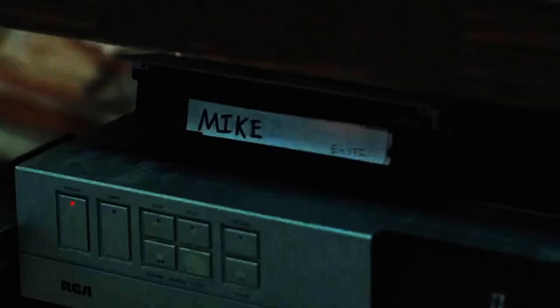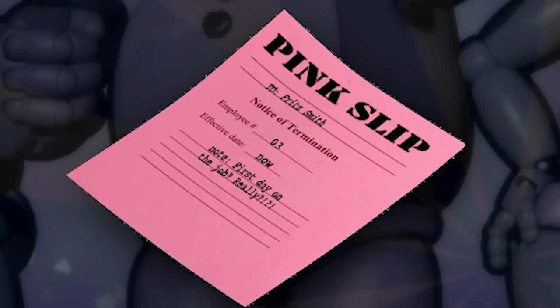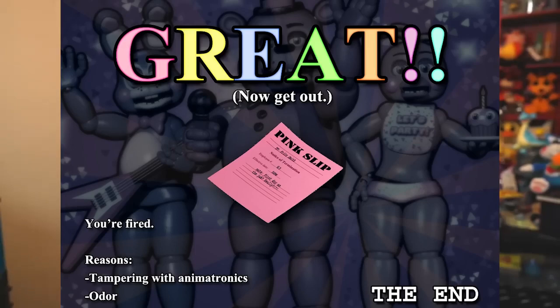After Steve Raglan gives Mike an introduction, Mike sees a security tape with his name on it. If you look closely though, behind the word Mike, you can see the name Fritz. Fritz is another iconic name in the franchise, a night guard called Fritz Smith. Fritz Smith gets fired in the FNAF 2 location.